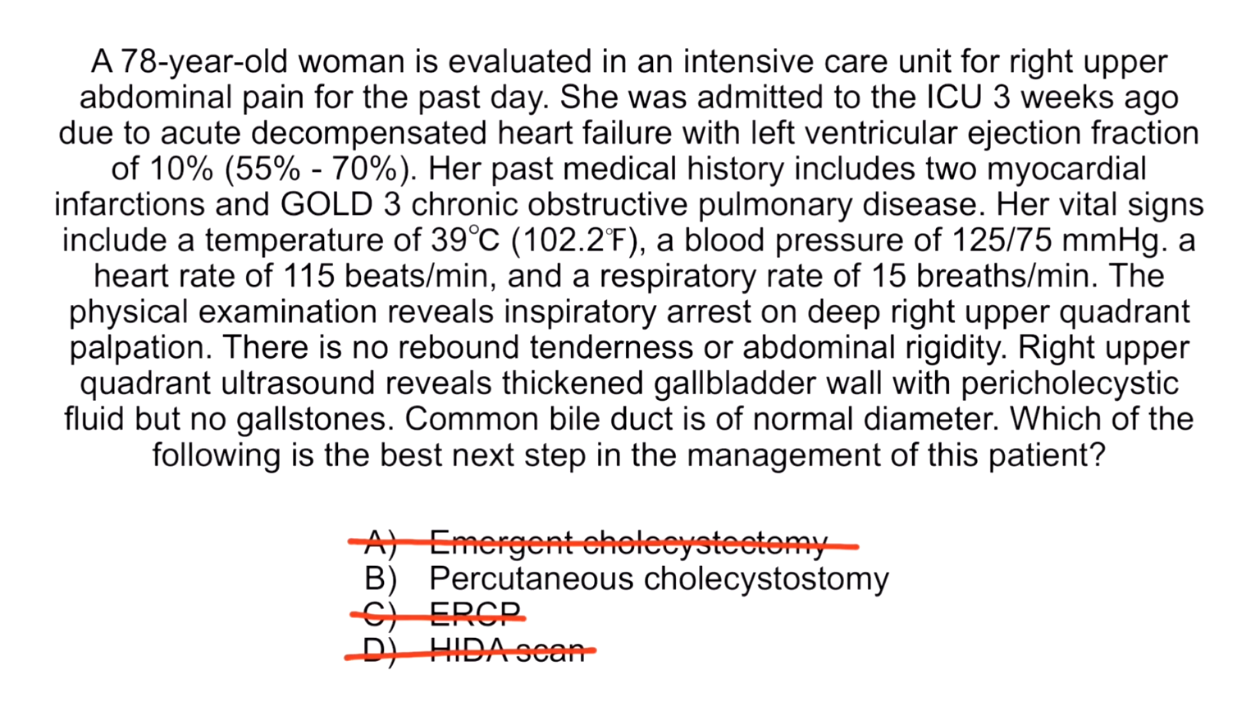Finally, option D is incorrect because HIDA scan is used when right upper quadrant ultrasound is equivocal or indeterminate. This patient's ultrasound clearly shows the signs of gallbladder inflammation along with no gallstones. Therefore, there is no need to perform HIDA scan. And that concludes our lecture on cholelithiasis, acute cholecystitis, and acute acalculous cholecystitis.